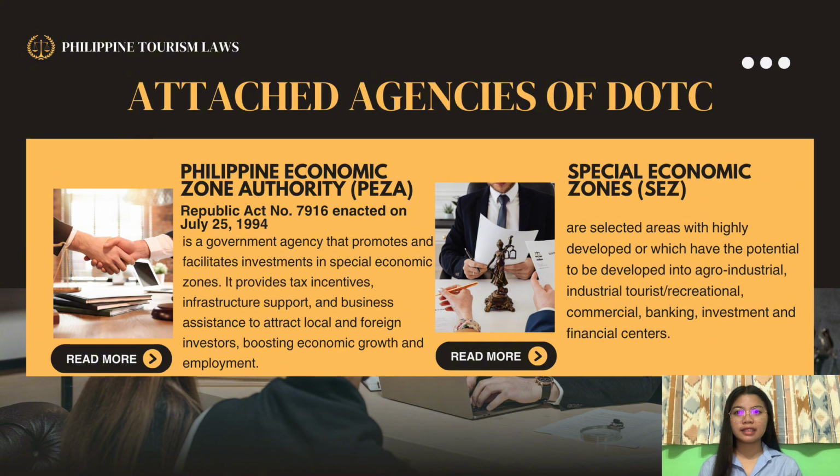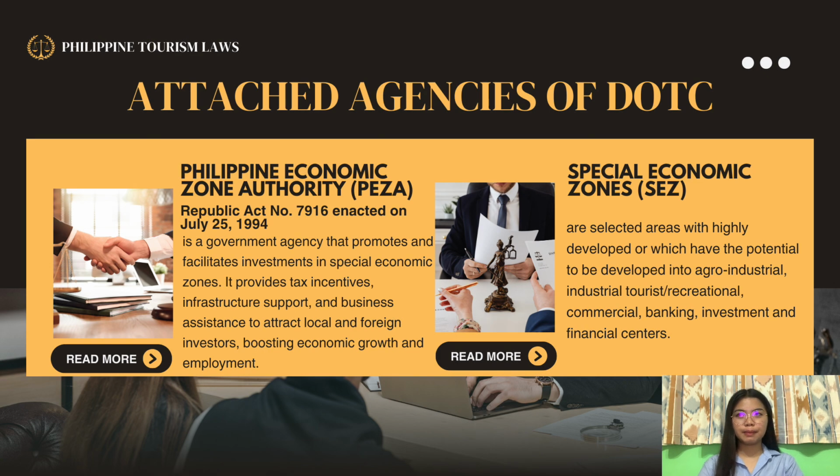It provides tax incentives, infrastructure support, and business assistance to attract local and foreign investors, boosting economic growth and employment. So, PEZA grants fiscal and non-fiscal incentives to developers of economic zones, export producers, and IT service exporters. It offers ready-to-occupy locations to foreign investors who are export producers or IT service exporters in world-class and environment-friendly economic zones and IT parks or buildings.